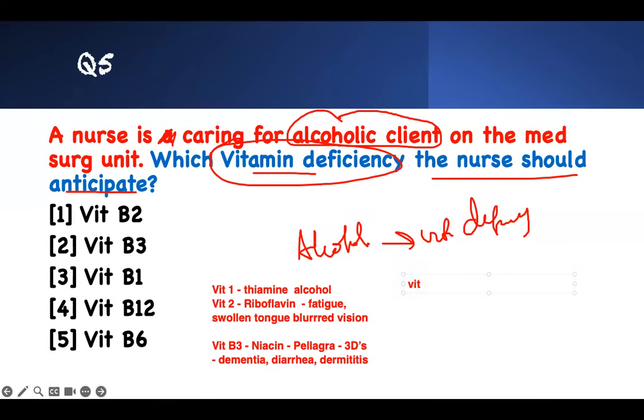Then you have vitamin B6, pyridoxine. So that's the medication for that. And this is what you give a patient who is on INH, isoniazid, to prevent peripheral neuropathy. So this is B6.